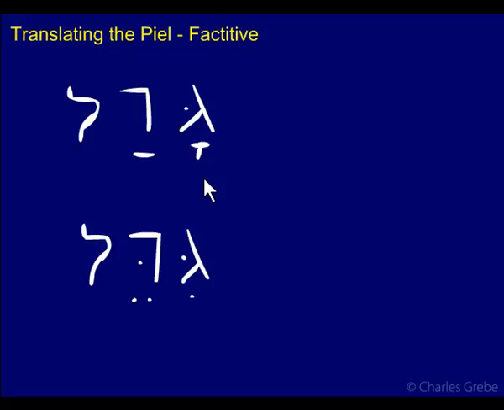Here we have the word gadal. This is in the Qal. To be great, or he was great. So let me write that down. He was great. And you can see that this is a stative. It's describing something about the subject. It's a state. He's not grating anyone. He was great.